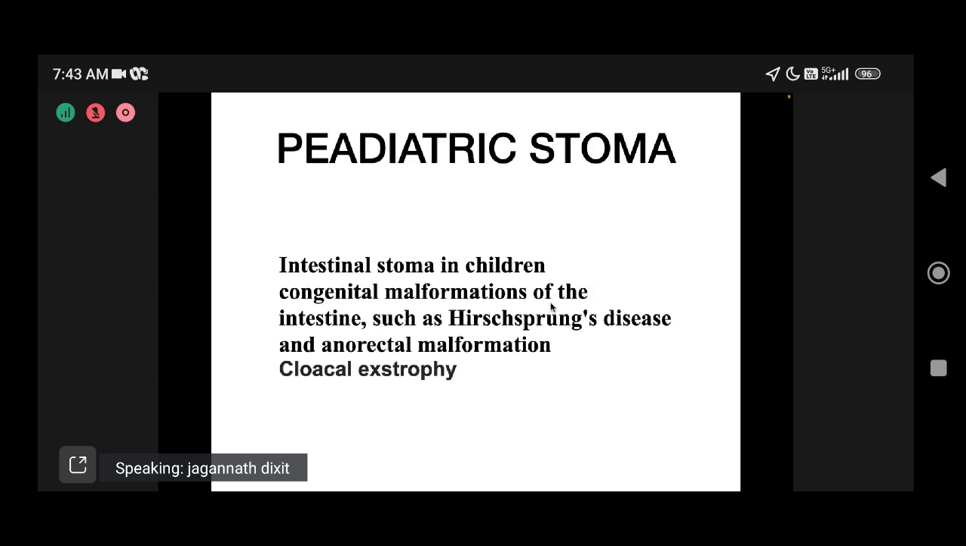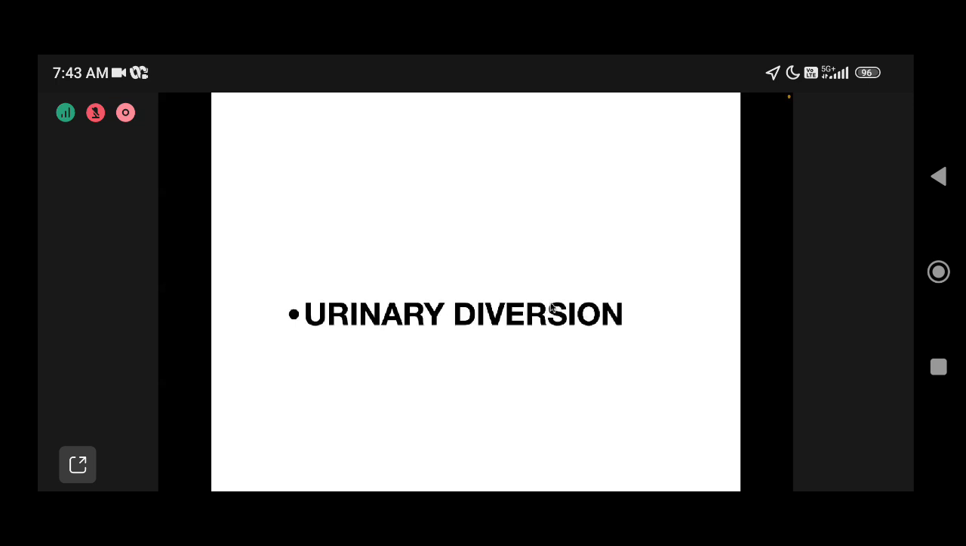For example, if you look at Hirschsprung's disease, where there is an aganglionic segment of the colorectal area, we need to do the diversion. Then also there is atresia of the anal canal and all that. Then if there is a developmental deficiency of the bladder, where there is a bladder deficiency of the anterior abdominal wall. Coming to the most important for us, which is more of a theoretical thing, is urinary diversions.